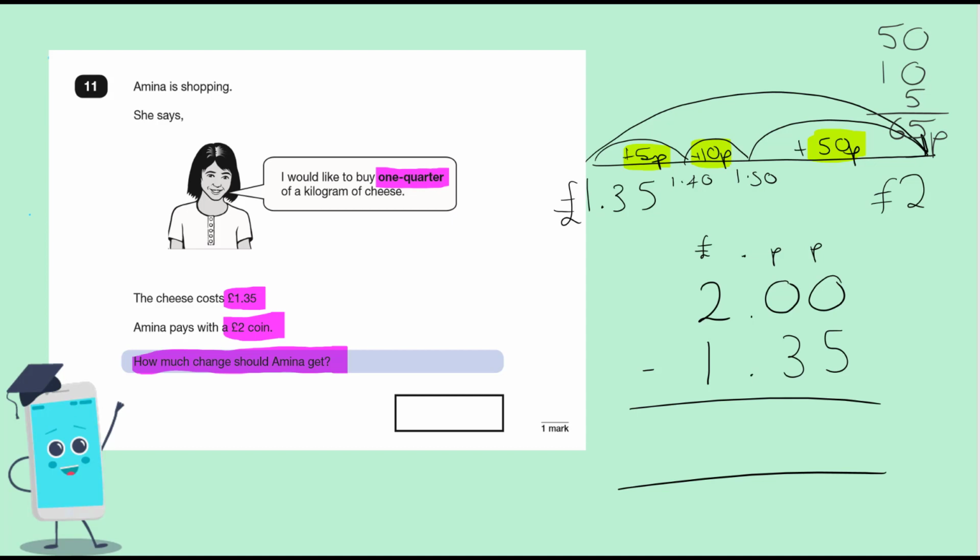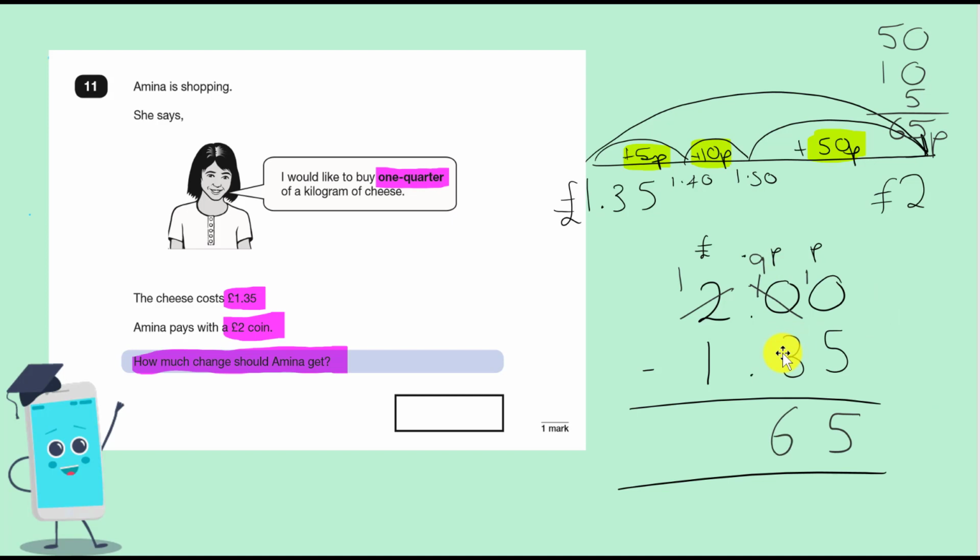I can't do 0 take away 5. Can't do 0 take away 5, so I need to go to my neighbour. There's nothing here that I can borrow, so I'm going to go to my neighbour again. I'm going to borrow 1 from here, but I need to exchange that here. Now that I have an extra 1 here, I can borrow 1. That becomes a 9, and my 1 will go here. I can now do this. 10 take away 5 is 5, and 9 take away 3 is 6.